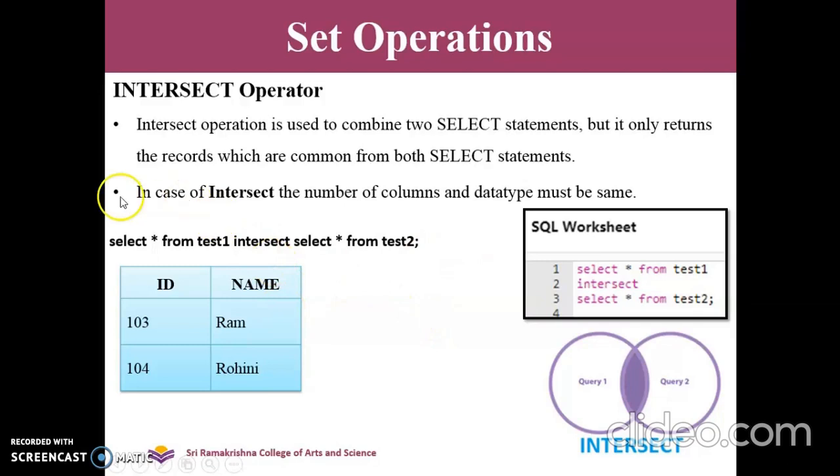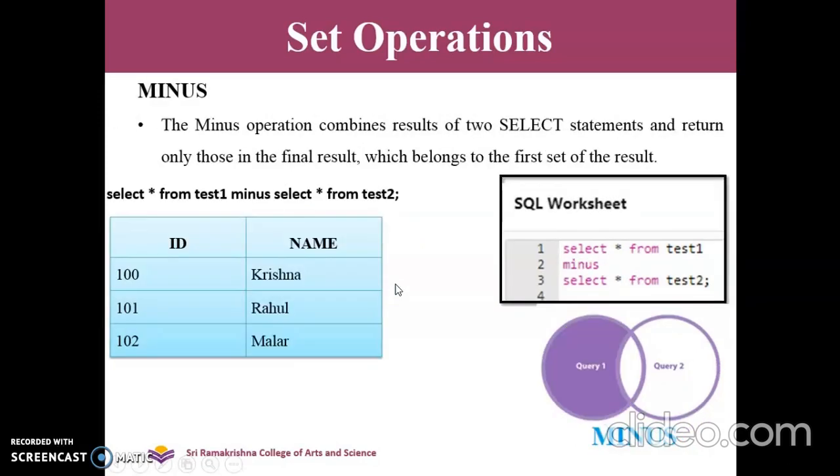And this is the syntax: select star from test1, intersect, select star from test2. And this is the output. It displays only the identical records from both tables. Okay, next one is the final set operator, minus.